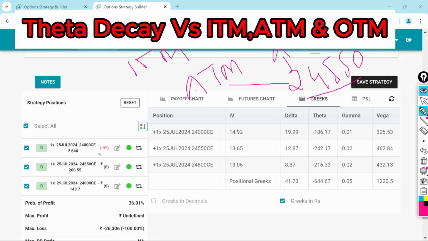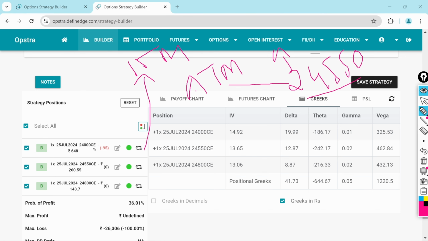In this example, I have selected three options. One is in the money, that is the 24,000 call. The second one is at the money. At the money means whatever the Nifty current market price is, that is called at the money. The at the money strike is 24,550. And the third one is out of the money; I have selected 24,800. All these three options have the same expiry time. All these three options are expiring on 25th July, but one is in the money, another is at the money, and another is out of the money.